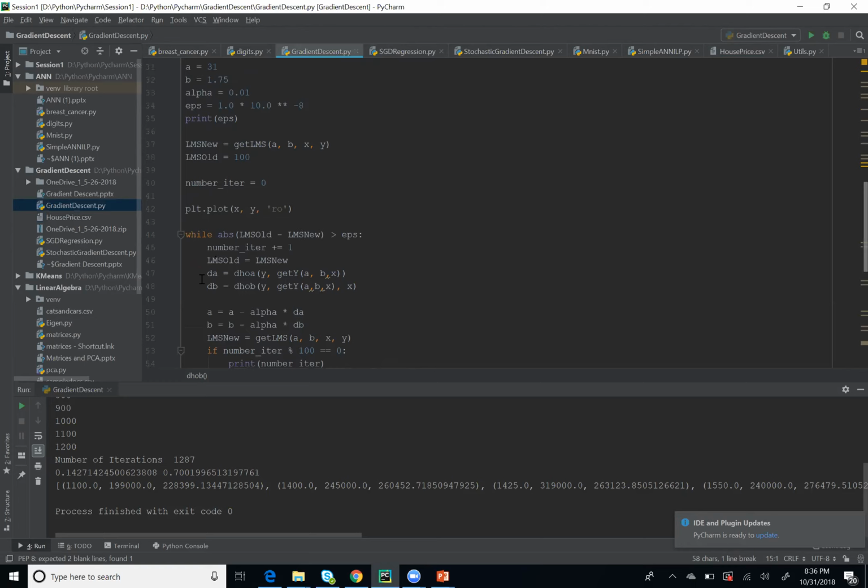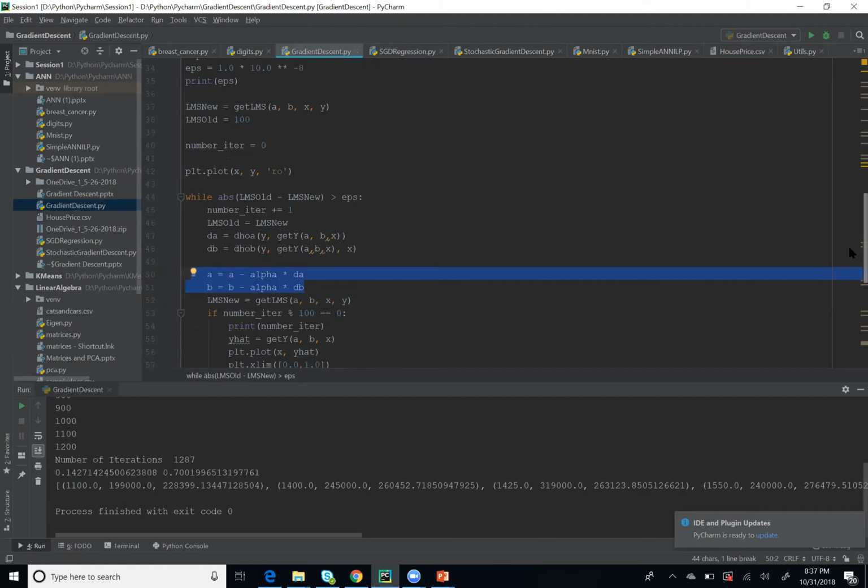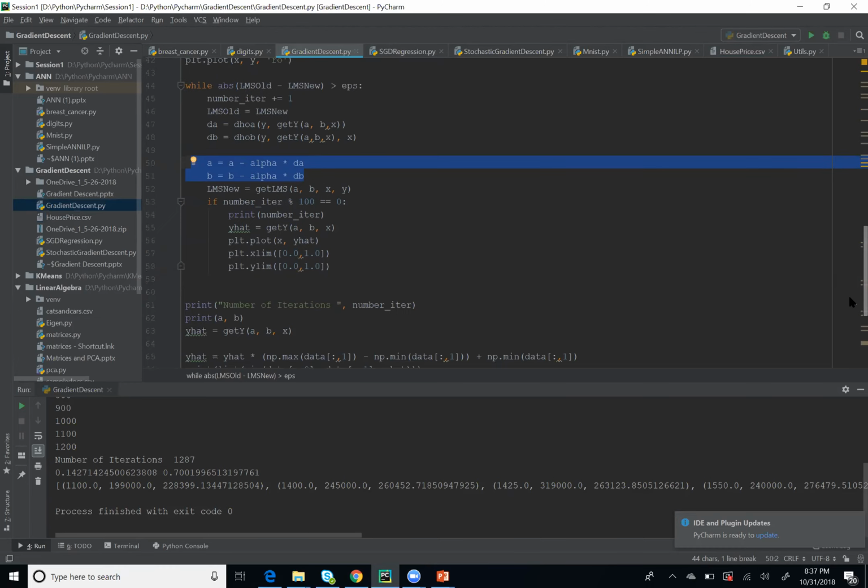How do I iterate it? I calculate what delta a is and I calculate what delta b is from the above equation, and then I update my a and b. A is equal to a minus alpha times delta a. B equals b minus alpha times delta b. So I update it using gradient descent, and then I calculate my new error. While this new error minus old error is still greater than epsilon, I keep on iterating this.